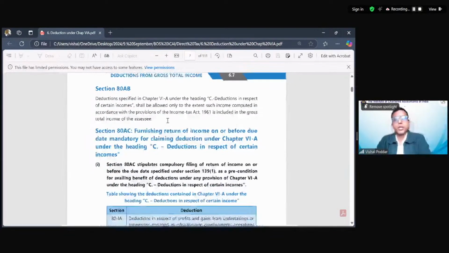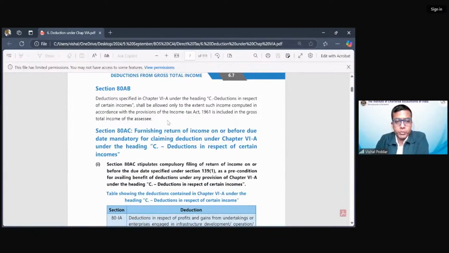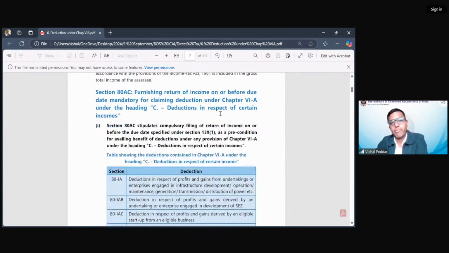All this was 80A. Now you have 80B. What 80B says? Deductions in Chapter 6A under heading C. Again, deduction in respect of certain income shall be allowed only to the extent such income is computed as per the Income Tax Act. In short, even though these incomes are eligible for deduction, you have to first compute them, and the computation has to be strictly as per the Income Tax Act. So you compute as per Income Tax Act, first show it in your PGBP, again come down and show it as deduction under Chapter 6A.